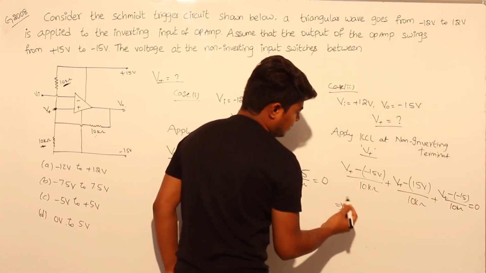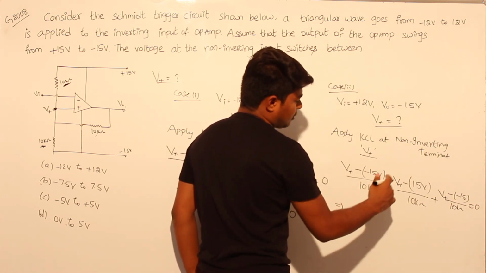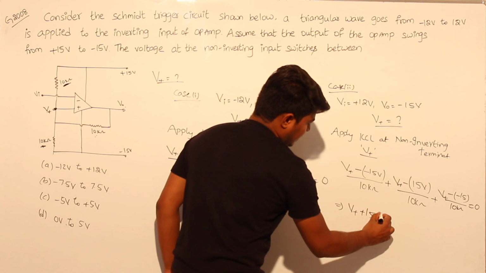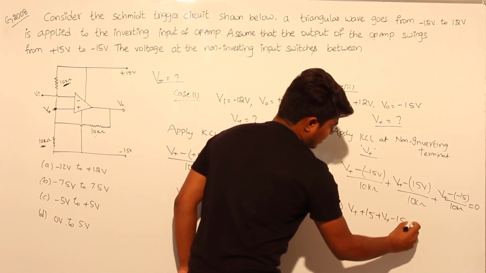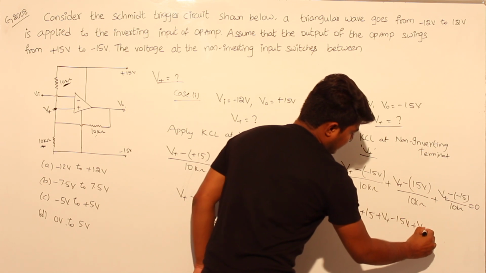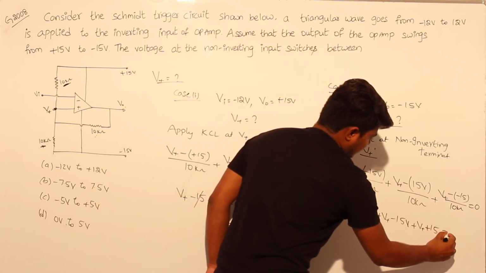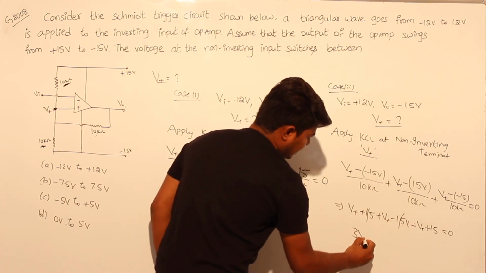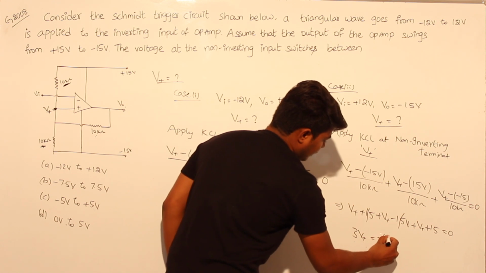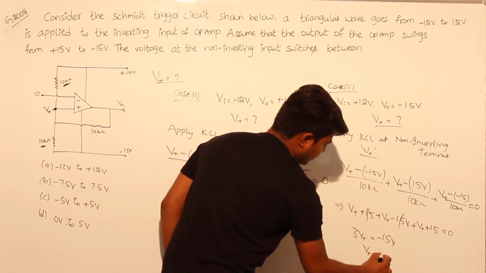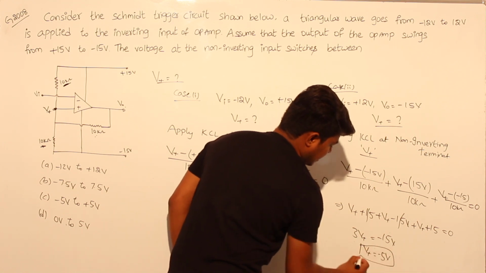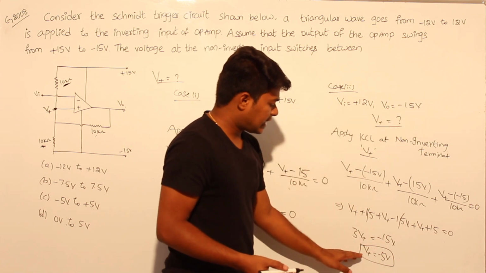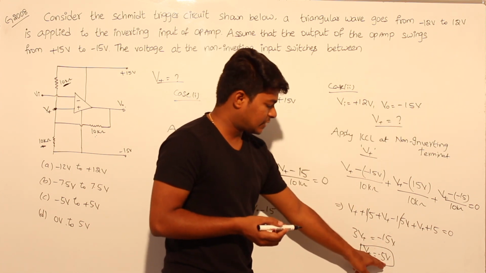Now if you take the LCM, the denominator will be 10 kilo ohm, and when it goes to the other side, it will be 0. So V plus 15, plus V plus minus 15 volts, plus V plus 15 is equal to 0. Minus 15 plus 15 get cancelled. 3V plus is equal to minus 15 volts, so V plus is equal to minus 5 volts. In this case of Vi equal to plus 12 volts and V naught equal to minus 15, we get the voltage at the non-inverting terminal as minus 5 volts.